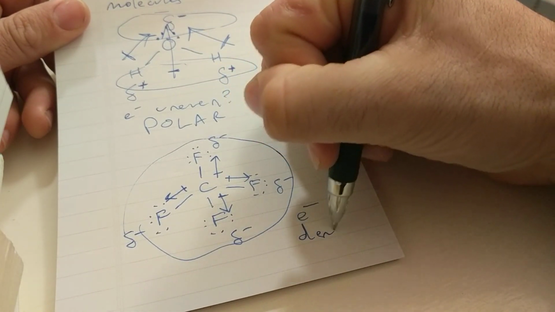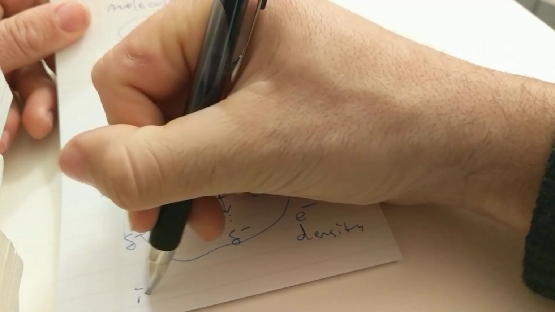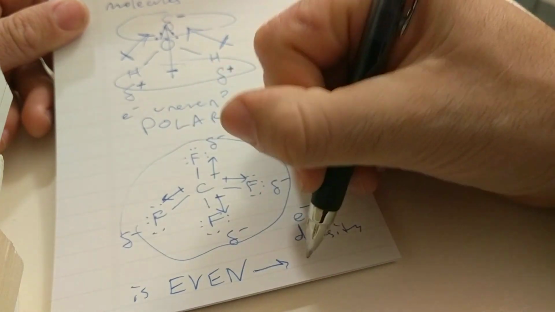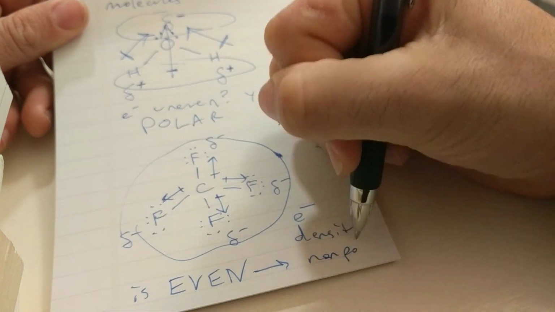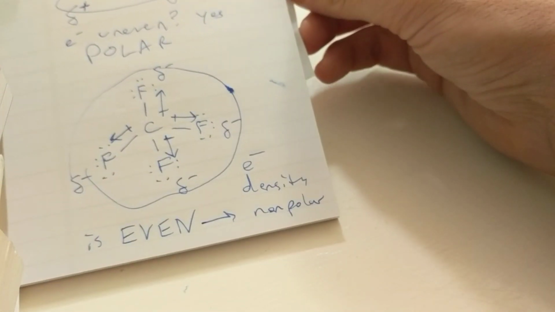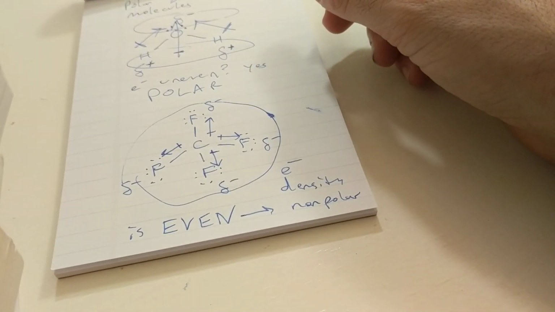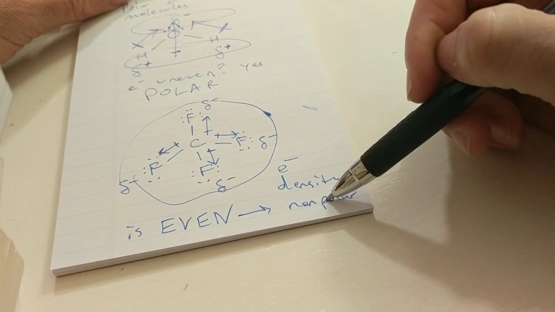Electron density is even, which means it is non-polar. So, is the electron density even? Non-polar. Is it uneven? That means it's polar. This one you just have to practice and look at. You have to look at different examples.